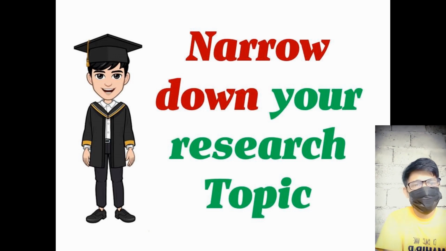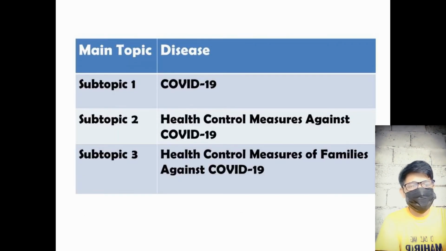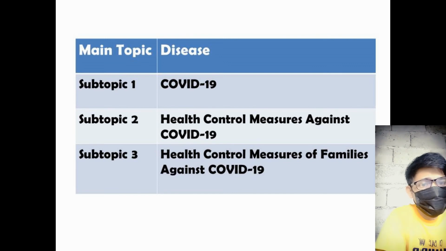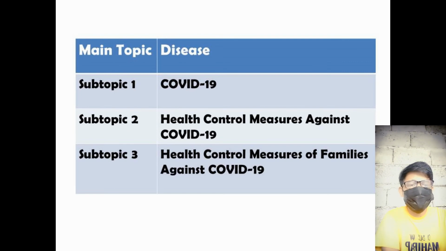And for example, we have here your main topic is about disease, and your subtopic is about COVID-19. So the disease is COVID-19, which is coronavirus disease 2019, and still it is broad. So you narrow down that to subtopic number 2, which is about health control measures against COVID-19. Still, health control measures against COVID-19 is a broad one, because you have not mentioned there who are the ones responsible for the health control measures. So we have here subtopic 3, which is about health control measures of families against COVID-19.